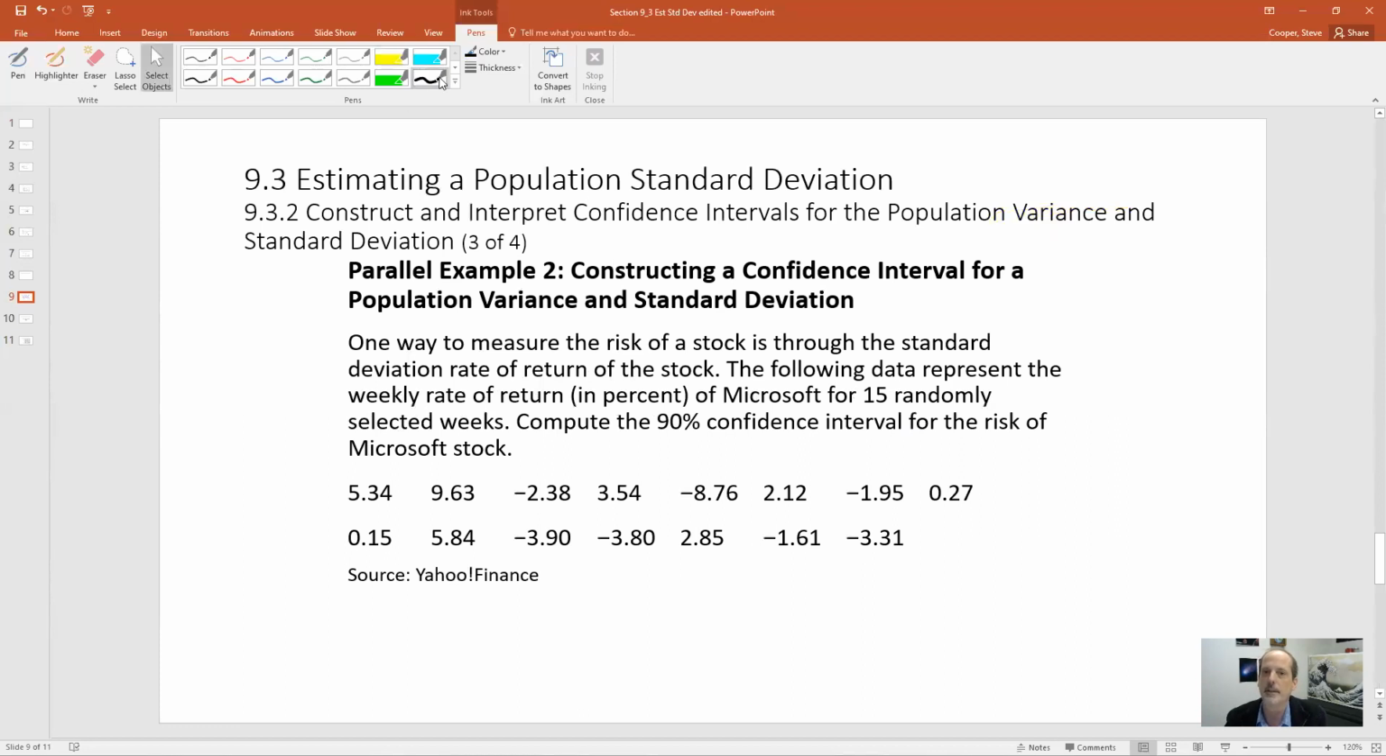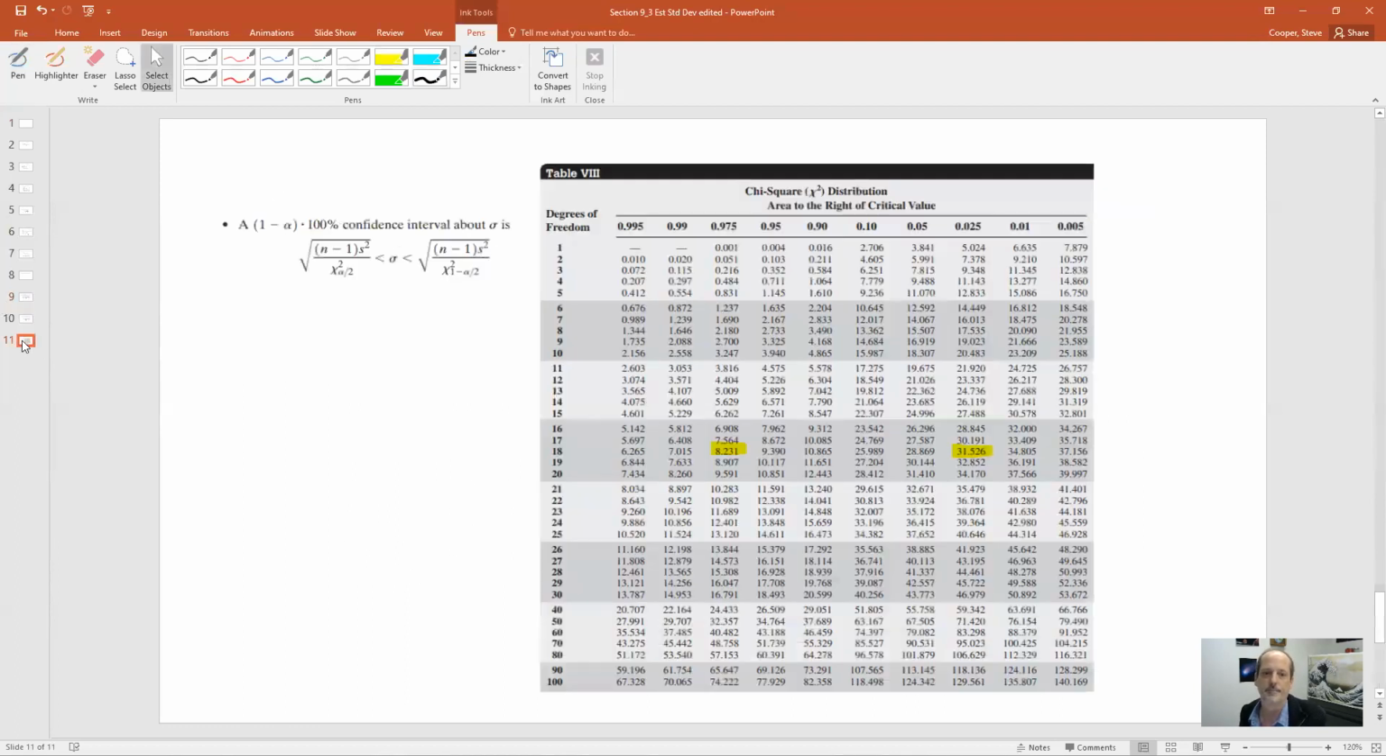So the following data represents a weekly rate of return in percent for Microsoft, 15 randomly selected weeks. So let's get n involved. n is 15. We want 90% confidence. Let's get alpha involved. With the 90% confidence, that's implying an alpha of 0.10. And for the risk of Microsoft stock, from our sample, if you look at our formula, it needs s squared. So it needs the sample variance, which is just the square of the sample standard deviation.